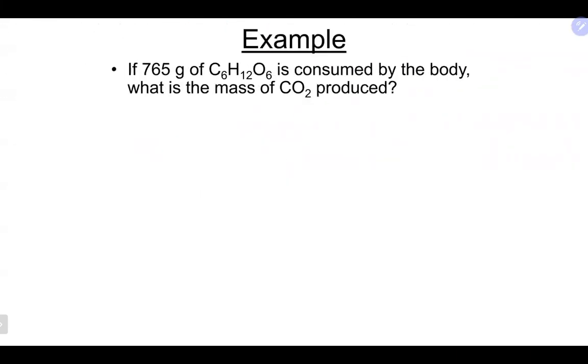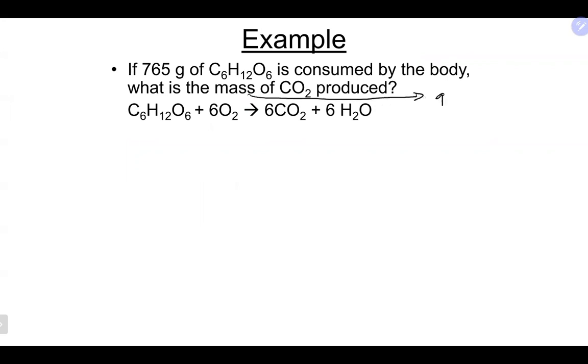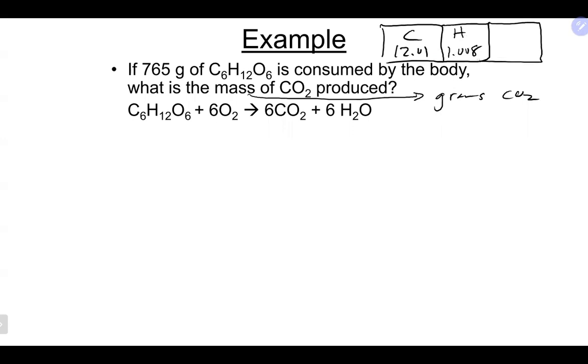All right, here. One more with gusto. Here we go. If 765 grams of C6H12O6 is consumed by the body, how much CO2 would you produce? And we'll go with grams of CO2. And once again here, carbon is 12.01, hydrogen 1.008 from the periodic table, and oxygen is 16.